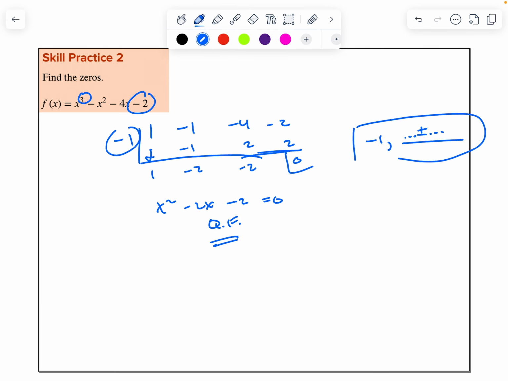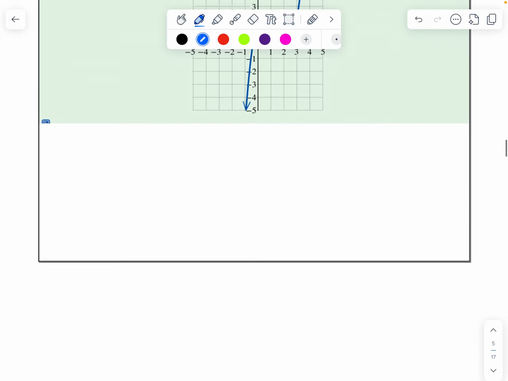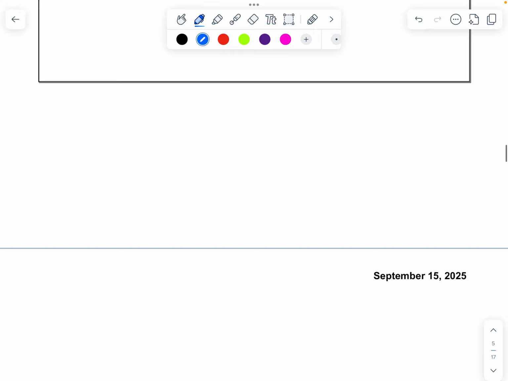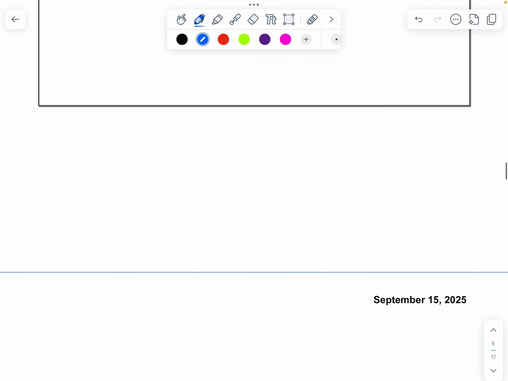The numbers that you would check here, remember, are p over q numbers, where this is P and this is Q. And so it'd be plus or minus 1 and 2 over 1, which is the same thing as plus or minus 1, plus or minus 2. Same exact way that we started this one. 2 over 1, and here we have also 2 over 1.